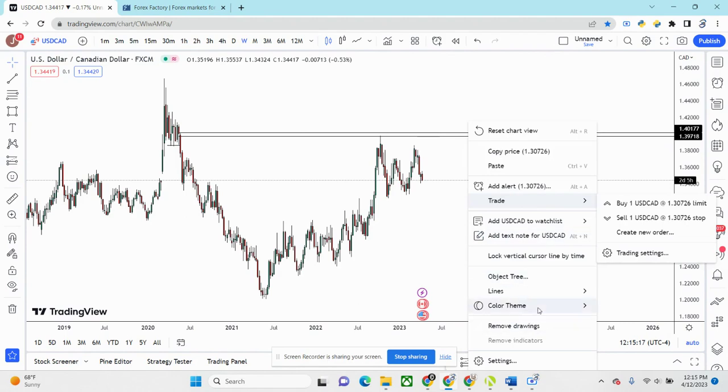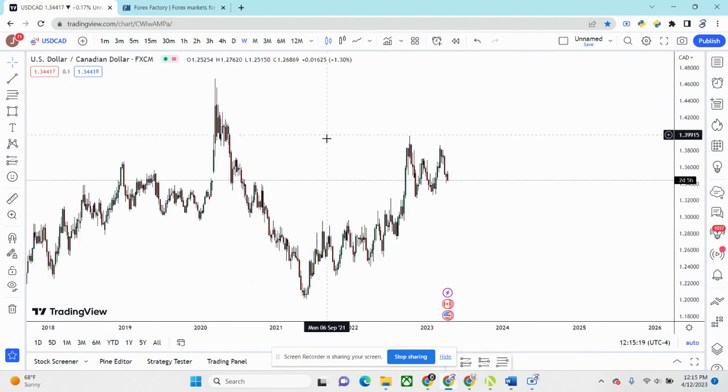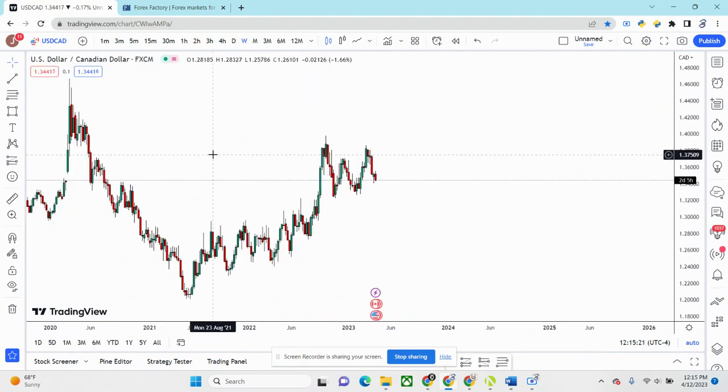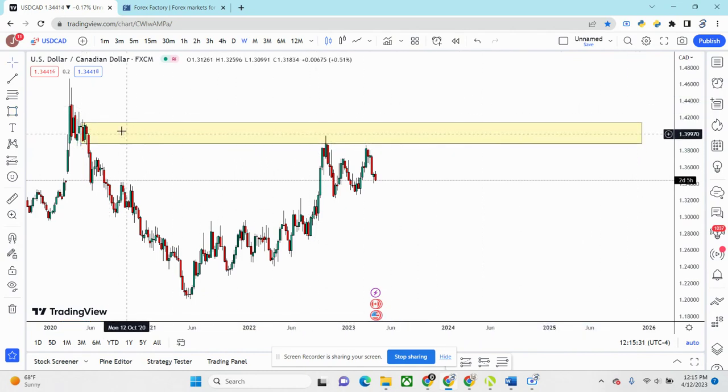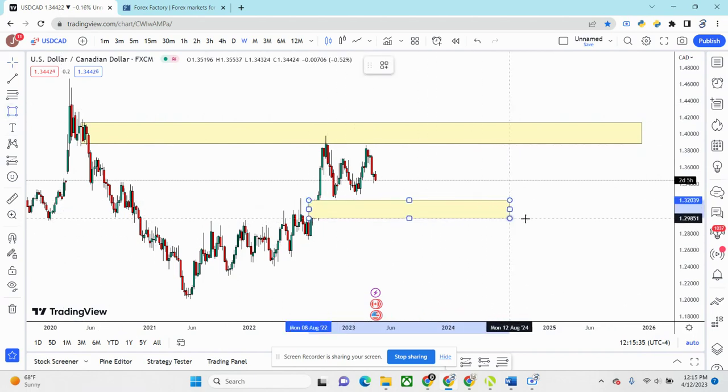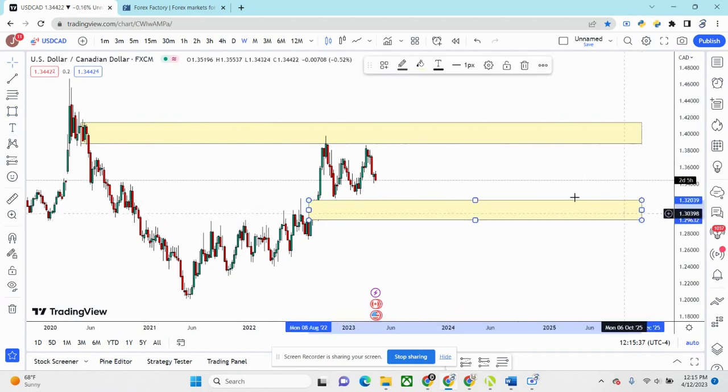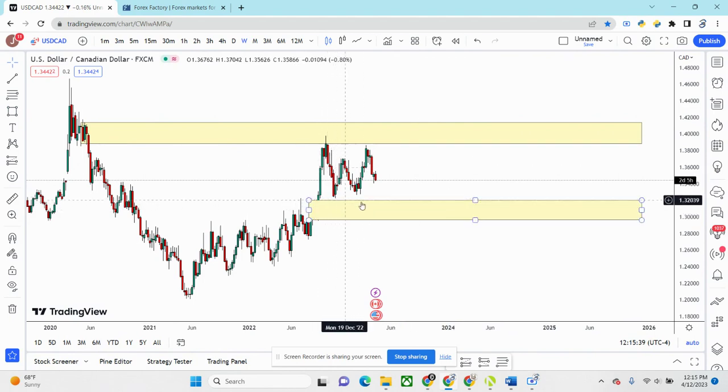All right, so let's remove these drawings and start fresh. This is a weekly chart. The first thing that catches my eye is this big move up here and this big move down here. So it looks like price is mitigating that area, and also has come close to remitigating.